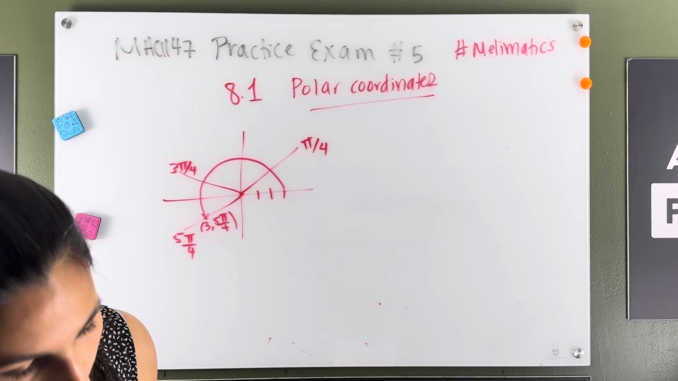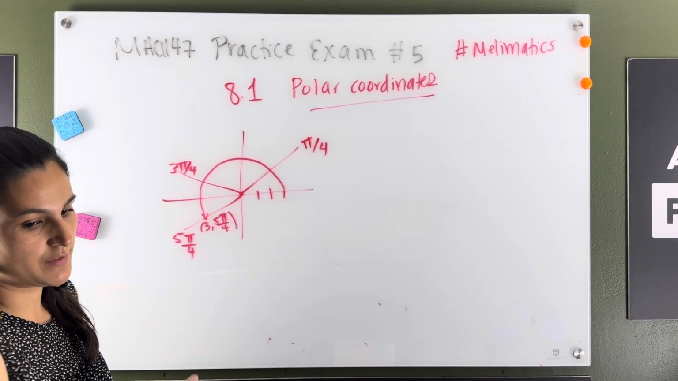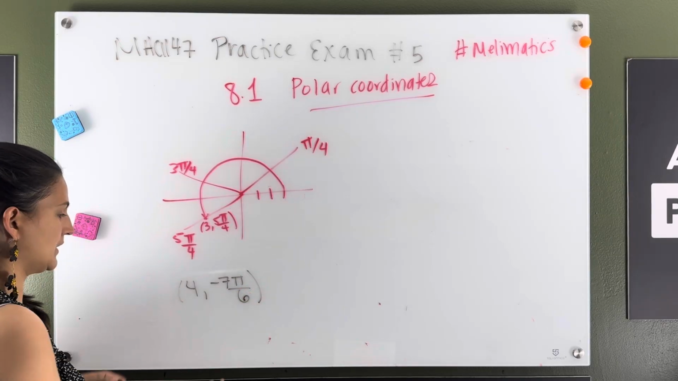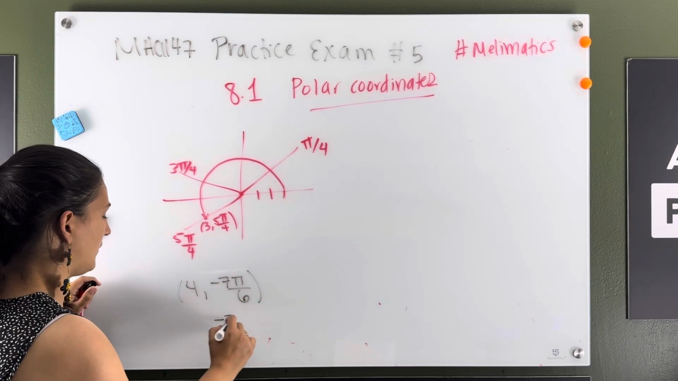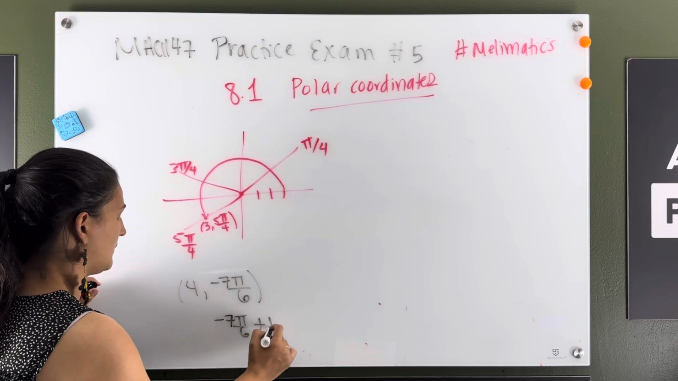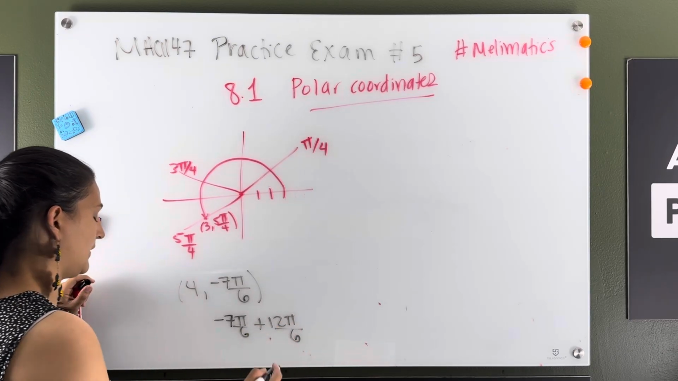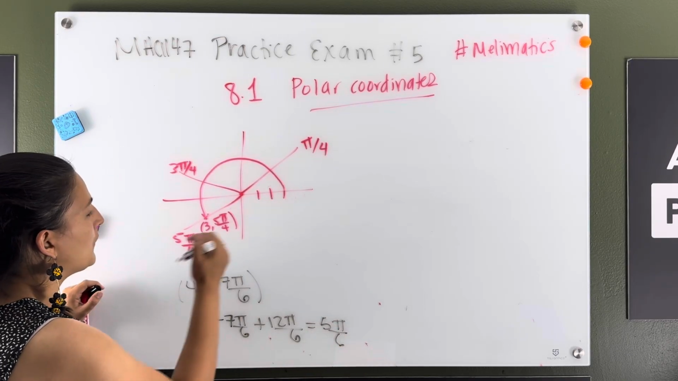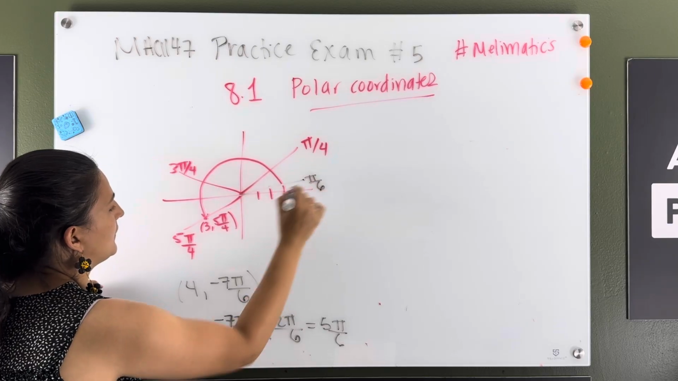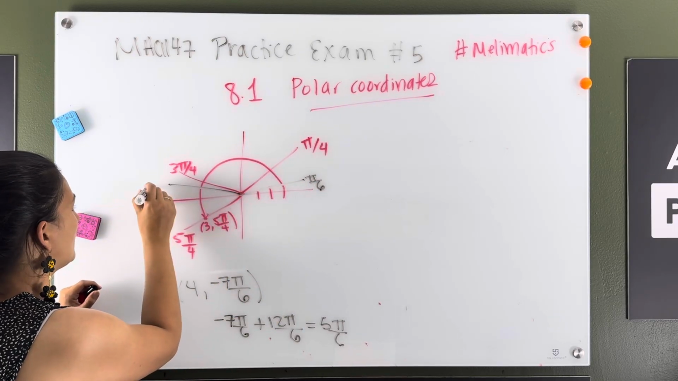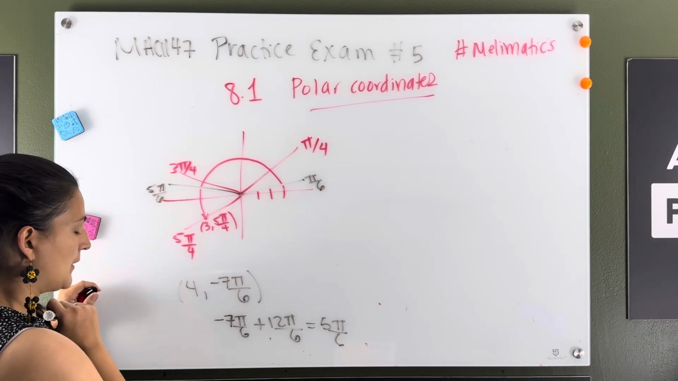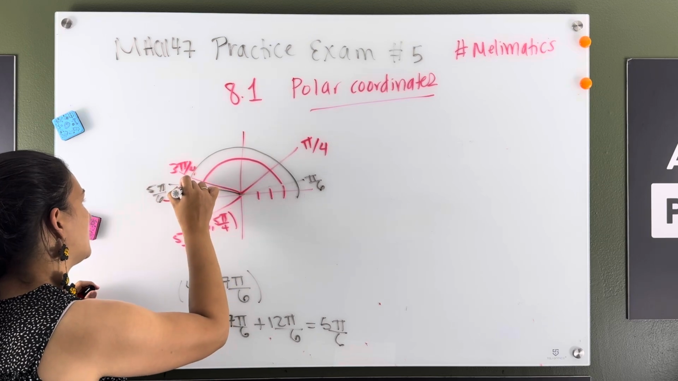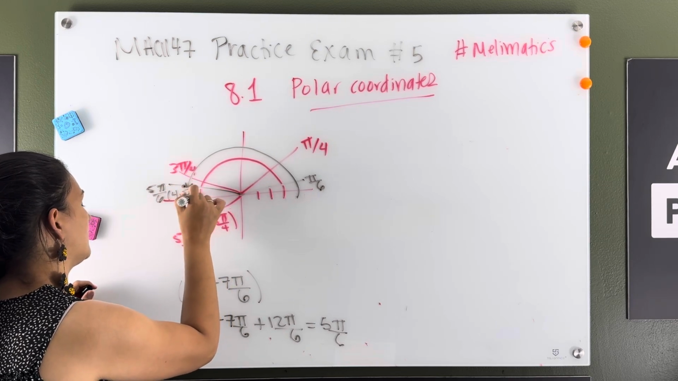For the second part, it says 4 comma negative 7 pi over 6. This is one of the questions from the exit ticket, well, at least the theta. Remember that you can find a coterminal angle by adding 2 pi, right? And that gives us 5 pi over 6. And so where is 5 pi over 6? Well, pi over 6 is over here. The next one in the second quadrant would be the 5 pi over 6. And because it's positive 4, you're on the fourth circle, counterclockwise, until you get to 5 pi over 6, okay?